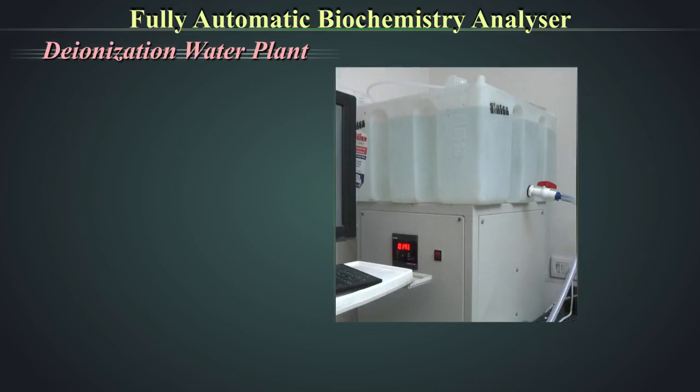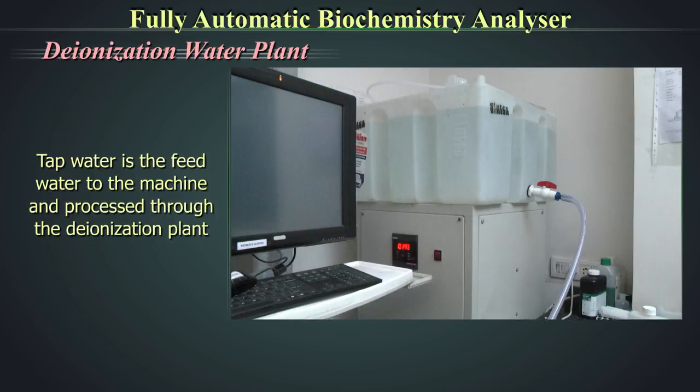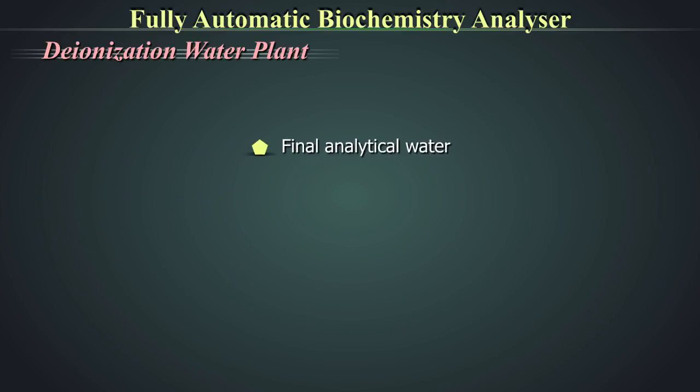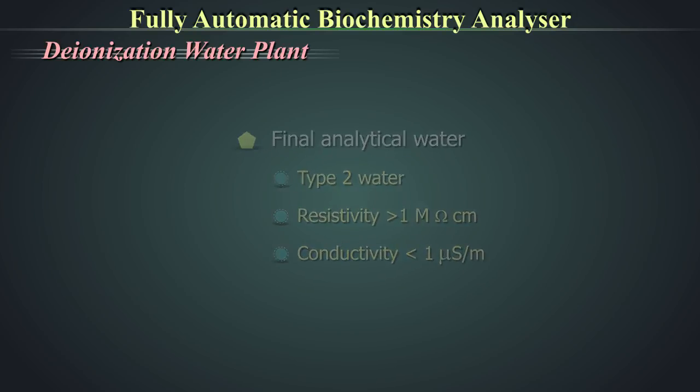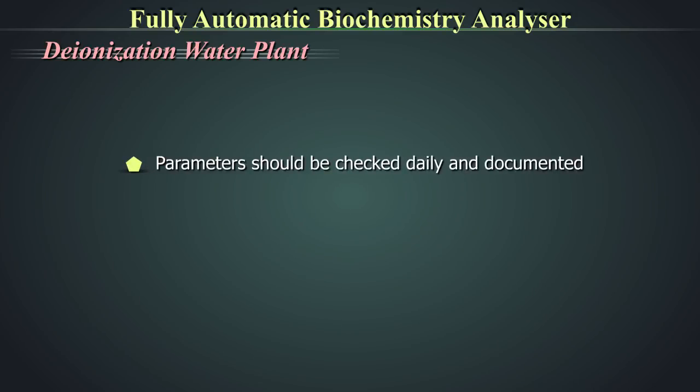Deionization water plant. The tap water is the feed water to the machine and it is processed through the deionization plant. The final analytical water is type 2 water with resistivity more than 1 and conductivity less than 1 Siemens per meter, as per the American Society for Testing and Materials. These two parameters should be checked daily and documented.